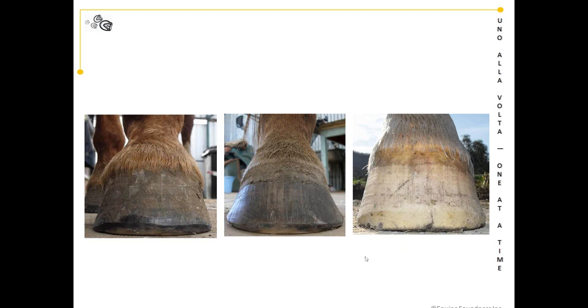And when you see them here side by side, you see what a difference there is in different hoofs, and that alone should tell you that you can't approach everything with the same trim.